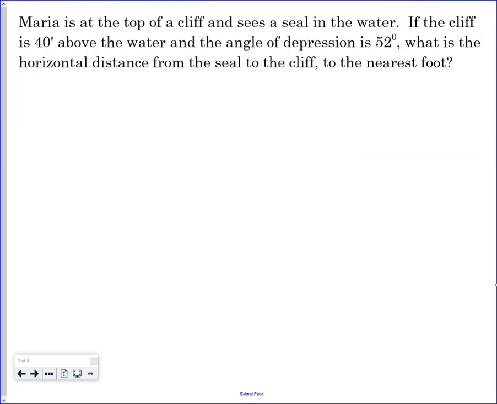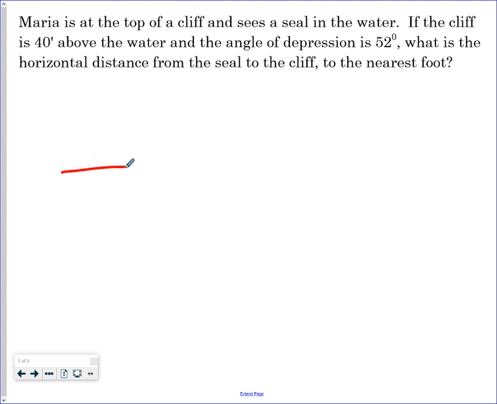Again, I would almost pretend you don't have the picture just so you could draw it on your own if you had to. Maria is at the top of a cliff and she sees a seal in the water. If the cliff is 40 feet above the water and the angle of depression is 52 degrees, what is the horizontal distance from the seal to the cliff to the nearest foot? Okay, so again, somehow we're going to end up with a right triangle or we messed up, okay?